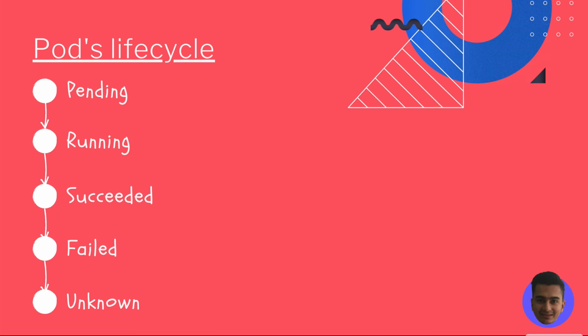And unknown state is that weird state where you don't know exactly what went wrong, and for some reason the state of the pod was not able to be obtained because there was some communication problem between the host and the pod. Host is generally a node in this case.